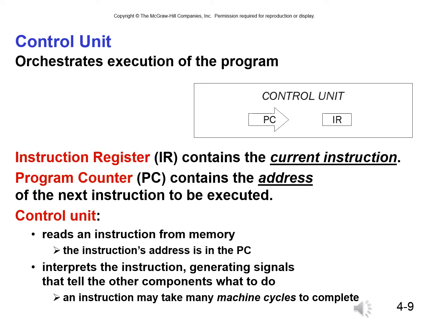So the control unit reads an instruction from memory. The instruction's address is in the program counter, 16 bits wide. It interprets the instruction and then generates signals that tell other components what to do. An instruction may take more than one machine cycle to complete.